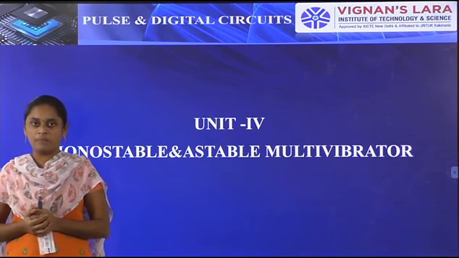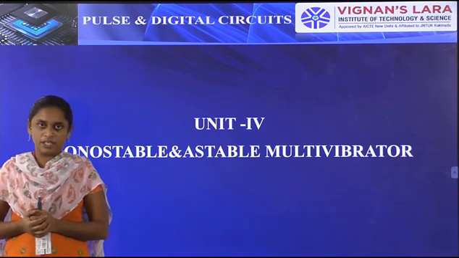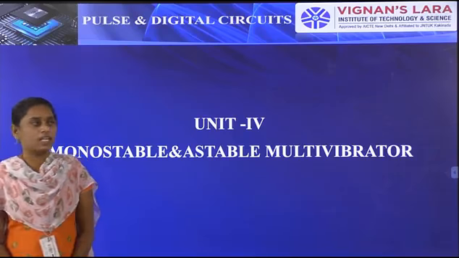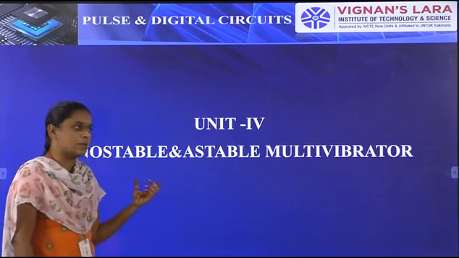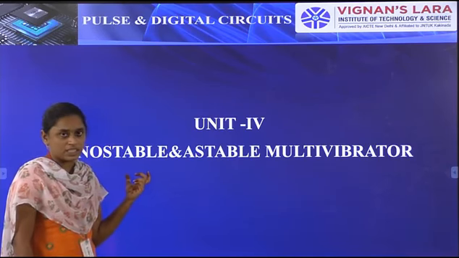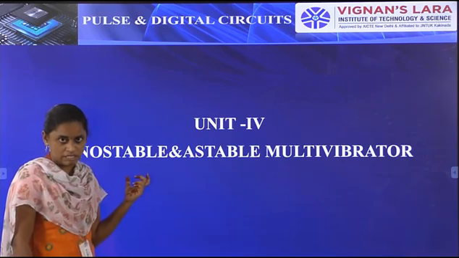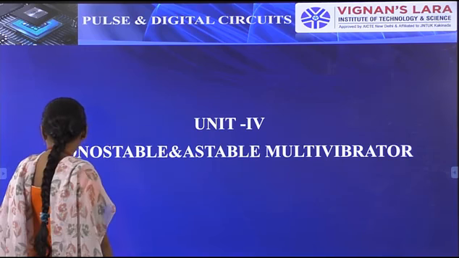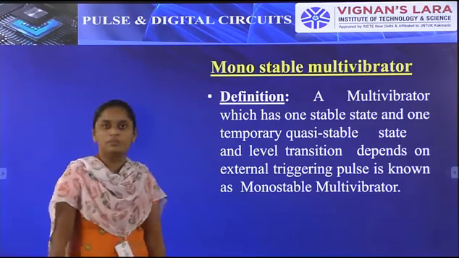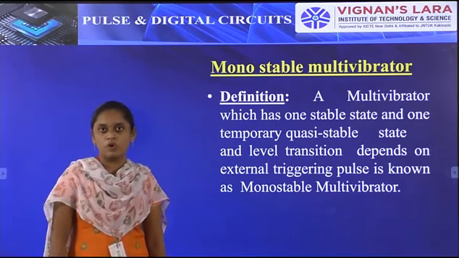Generally based upon this, a multivibrator can be divided into 3 types, that is bistable, monostable and astable. In the last unit we discussed the bistable multivibrator, and in this unit we discuss the remaining 2, that is the monostable multivibrator and the astable multivibrator. So first we discuss monostable.